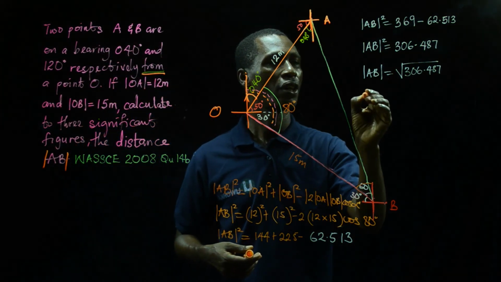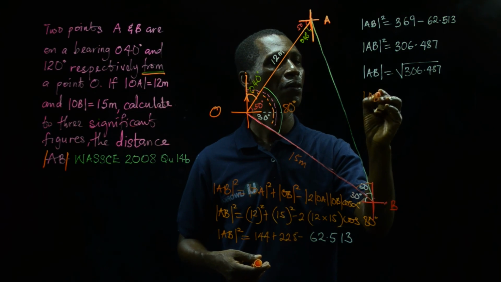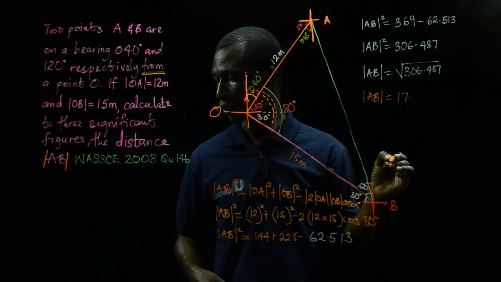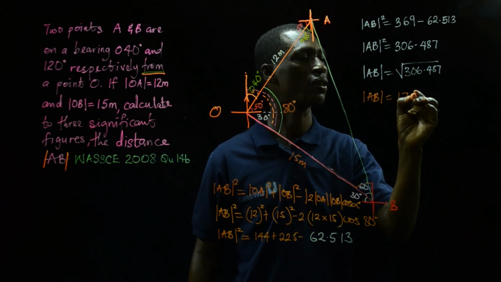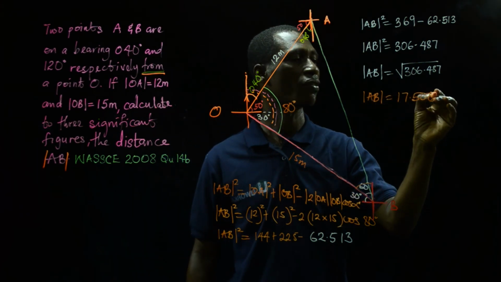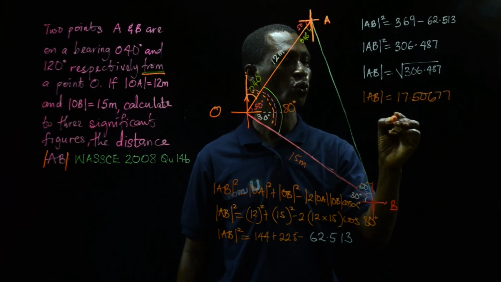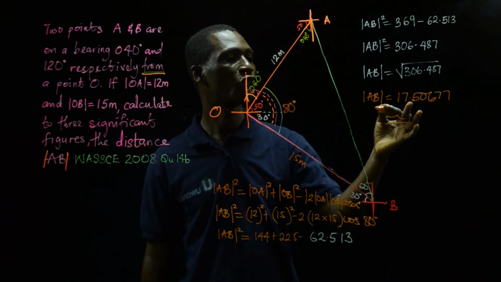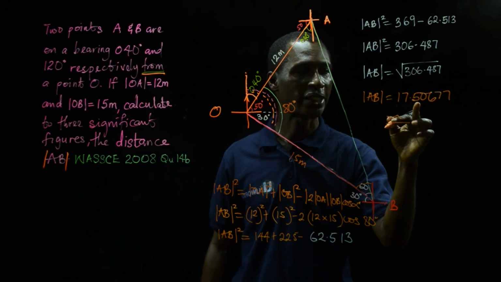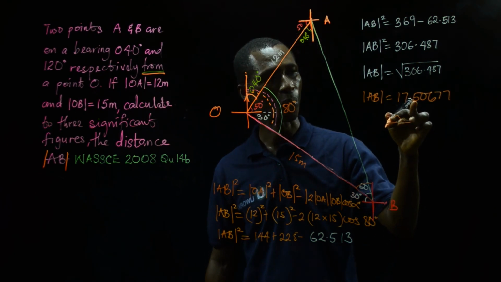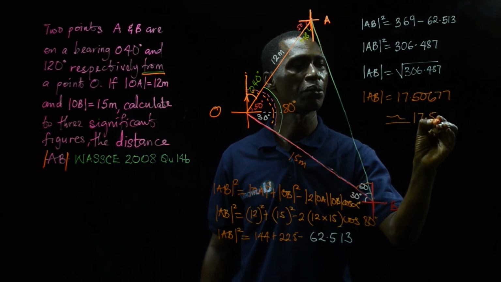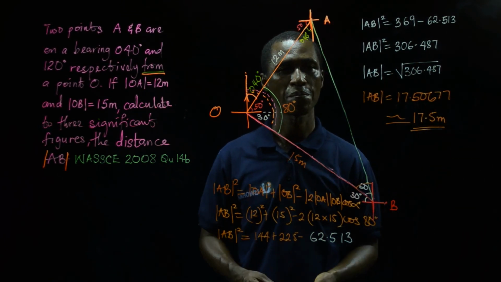So you have AB equal to 17.50677. Running to significant figure, you deal with it from the non-zero digit. So I start with 1, 2. This is my third significant figure. After the 3, it is 0. So I'm going to get 17.5 meters. That is the distance AB.